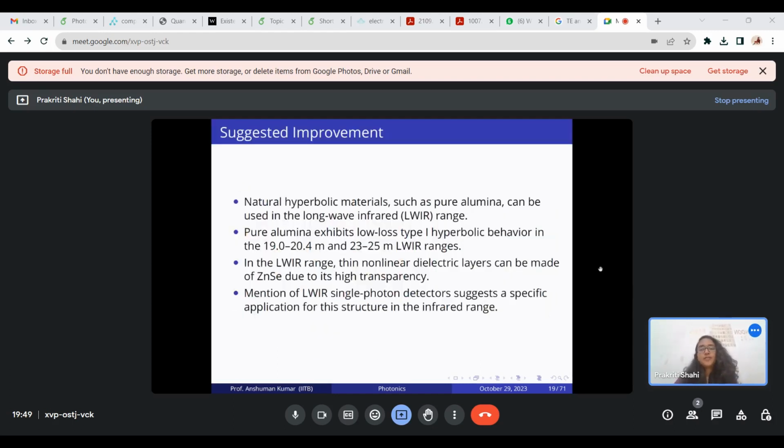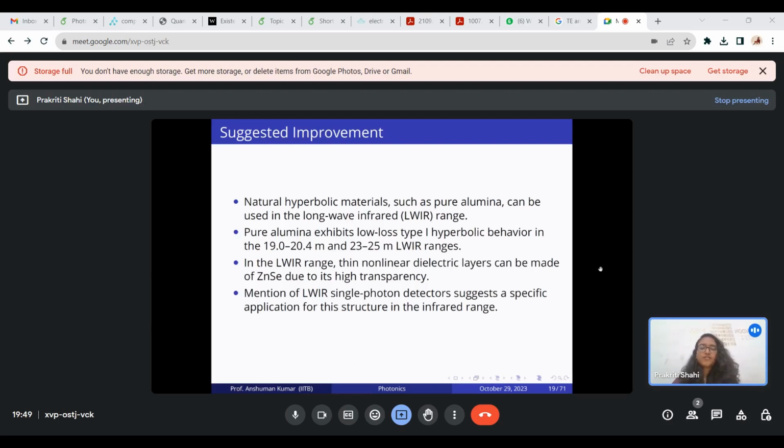A suggested improvement for the photonic hypercrystal structure is to use natural hyperbolic materials, as they would be cheaper to fabricate and more efficient to use. Pure alumina is one such candidate, but the problem is that it only exhibits this low loss hyperbolic behavior of type 1 in the long wave infrared range.